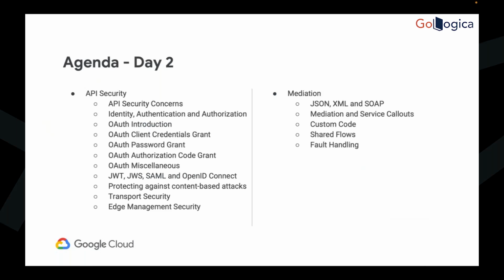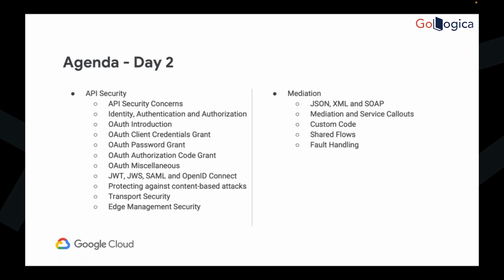So we'll understand an introduction to OAuth and its various grant types. OAuth has different grant types. What is a client credential grant? What is a password grant? What is an authorization code grant? And some other miscellaneous things, and how APG supports OAuth, and we will have some labs also.